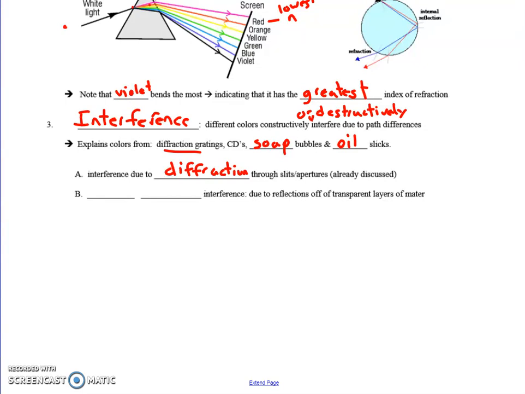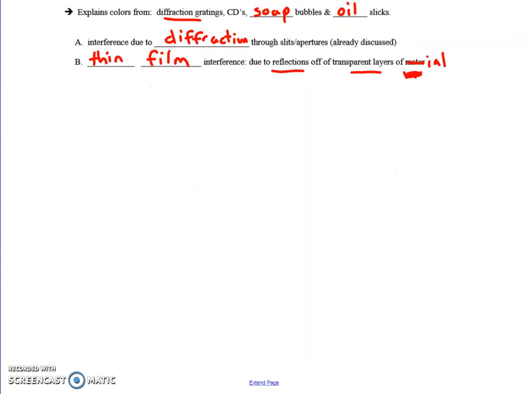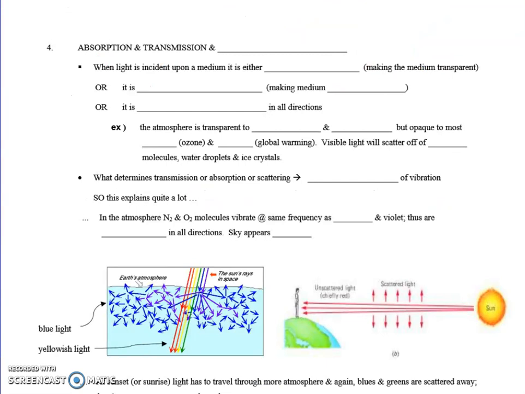And then we have thin film interference, which we also went over in some detail. But note that that's the difference. Here you're using reflections off of a transparent layer of, I'm not sure what this is supposed to say, transparent layers of water or matter or material, maybe. Okay, but you get the idea. So review that. So let's finish up with the 5 minutes we have left.